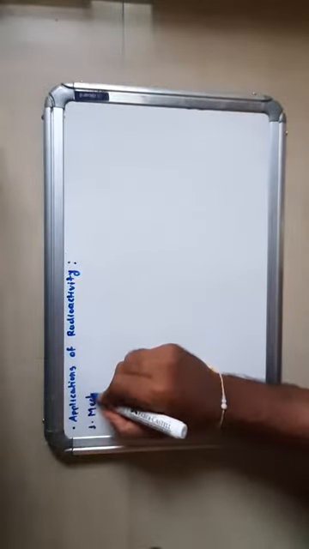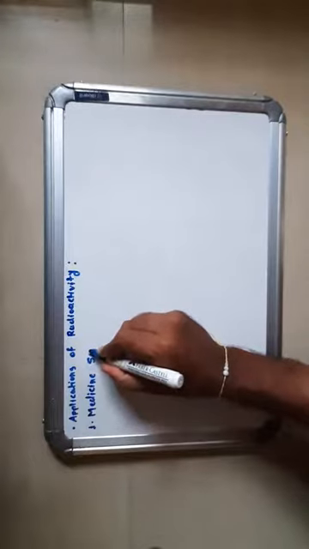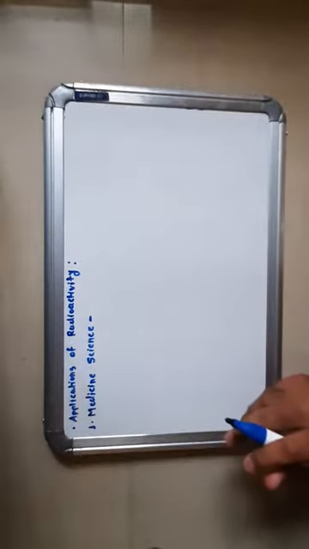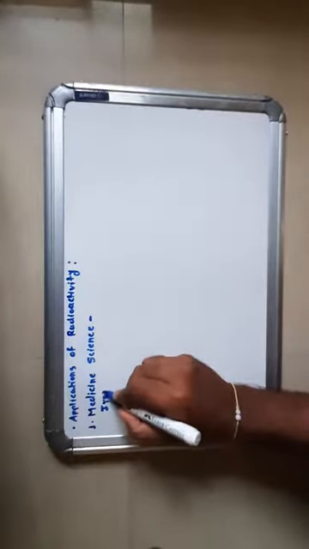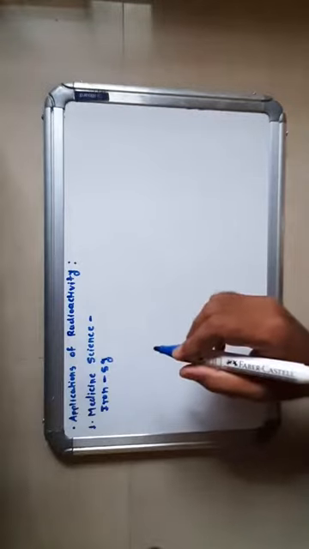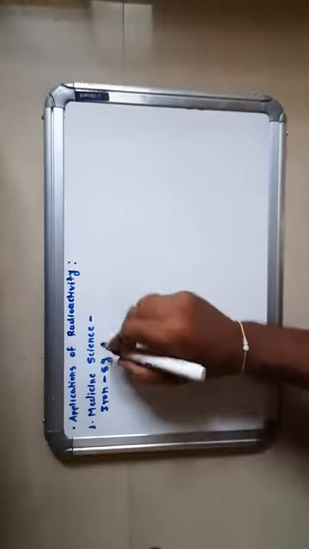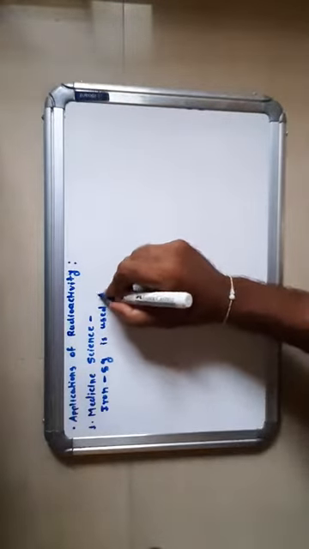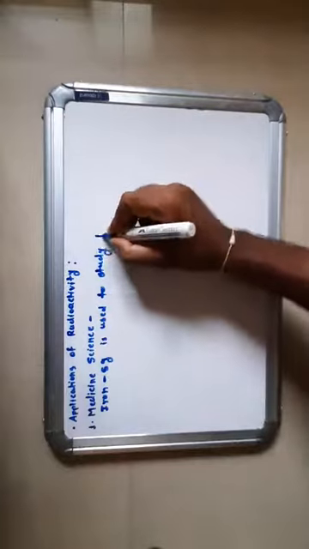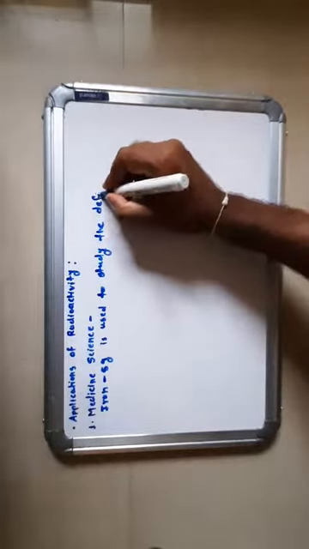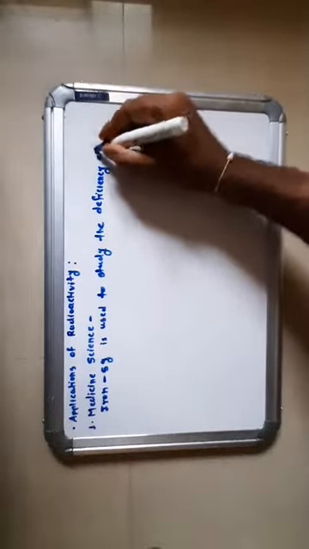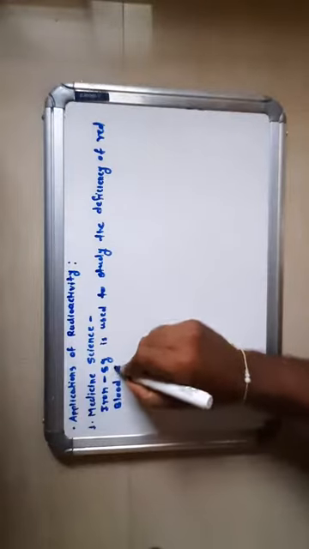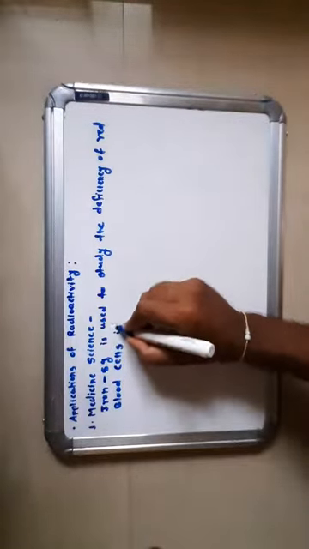Medicine science. The first field is medicine science, and in medicine science the radioisotope iron 59 is used to study the deficiency of red blood cells in the human body.